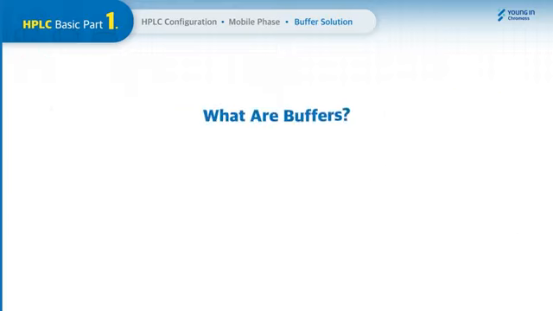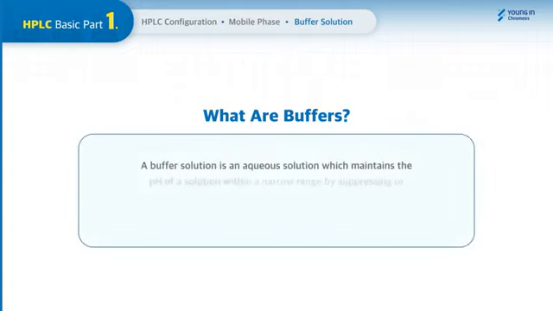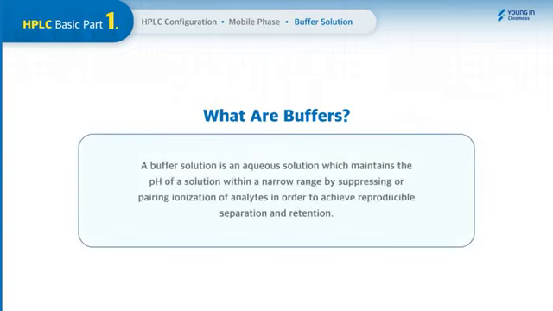To control the pH of the mobile phase, we use buffers and additives. A buffer solution is an aqueous solution which maintains the pH of a solution within a narrow range by suppressing or pairing ionization of analytes in order to achieve reproducible separation and retention.